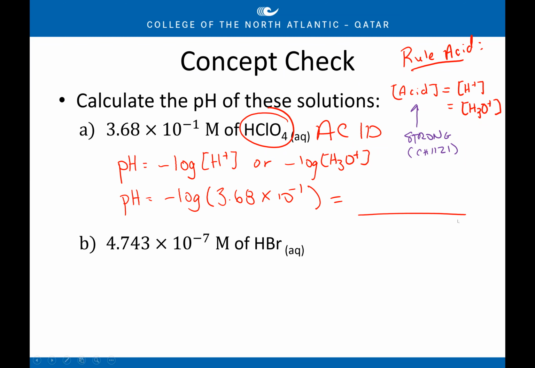So I'm just going to put this in on my calculator. Really important that you don't forget the negative. So I go negative log, and then I put in my number. I'm going to use scientific notation, so I'm going to be very careful with entering this in my calculator. And I end up getting the number. Again, don't worry about significant figures, but 0.434. That's it.